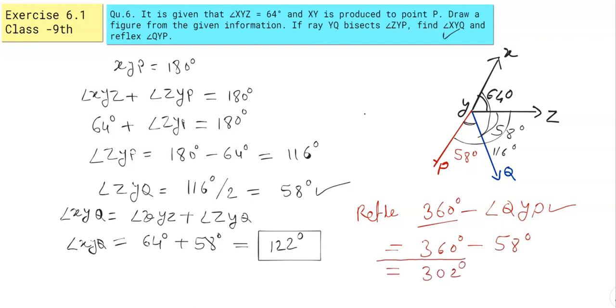So the reflex of QYP is 302 degrees, and the value of angle XYQ is 122 degrees. So this is the solution for this question.